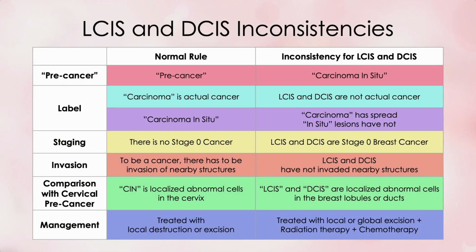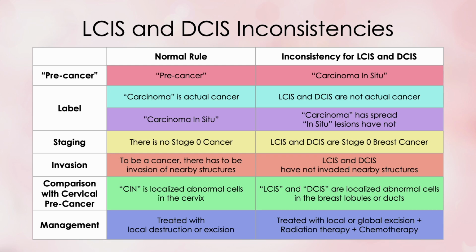So instead of calling them precancers, LCIS and DCIS are called carcinoma in situ. This is despite the fact that carcinoma means cancer and in situ does not. This is also despite the fact that carcinoma implies invasion and spread, whereas in situ does not. Other cancers do not have a stage 0, but that's precisely how LCIS and DCIS are defined.